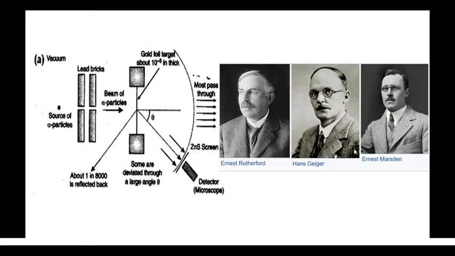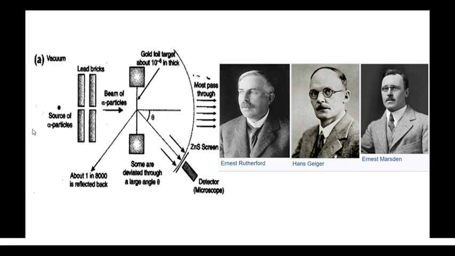So, Ernest Marsden and Hans Geiger had done the experiment. The theoretical work was done by Ernest Rutherford, and he derived the Rutherford scattering formula, which helps you get the variation of the number of scattered alpha particles with the angle theta, that is given by n of theta. That means the number varies with the scattering angle theta.